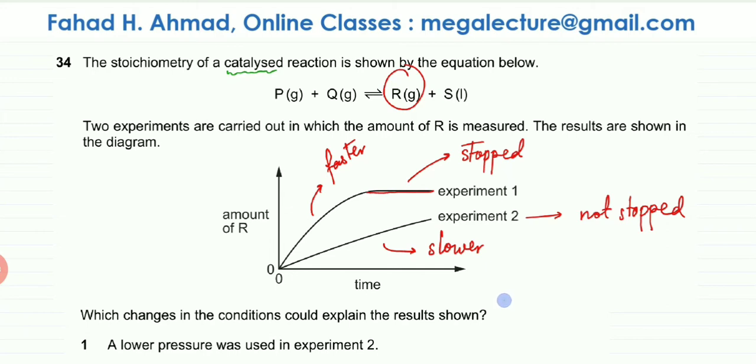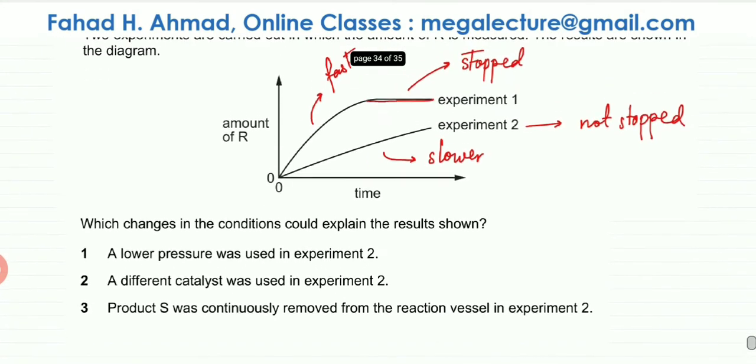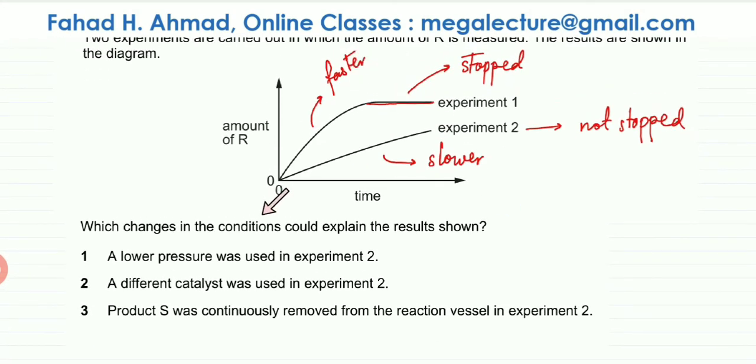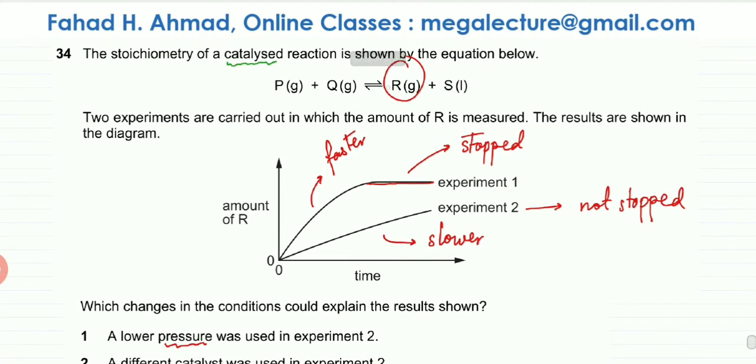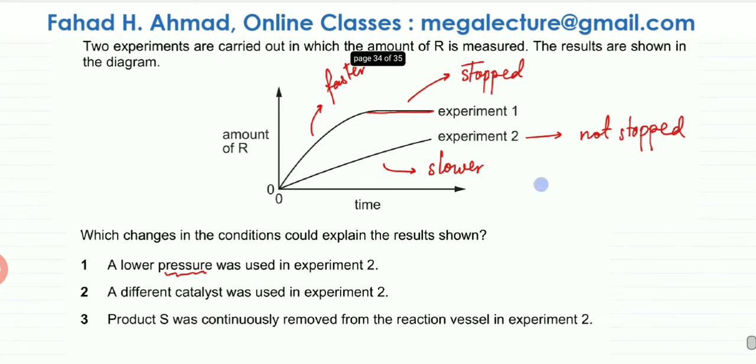Now the statements are: which changes in the conditions could explain the results? So first thing, experiment 2 is a lot slower compared to experiment 1, which is faster. Now the first option is that a low pressure was used in experiment 2. Remember, pressure only has an effect on gases. So let's check whether all of them are gases. If you look at the equation, all of them are gases, the reactants at least. So that means that pressure is going to have an effect.